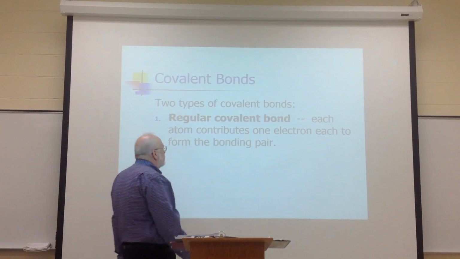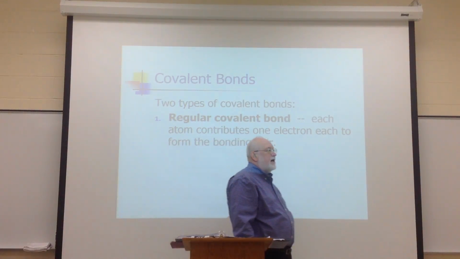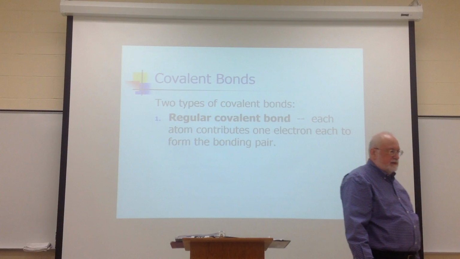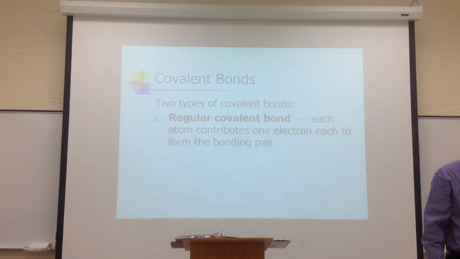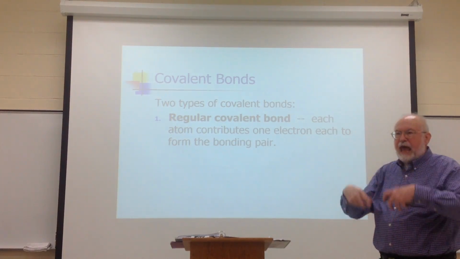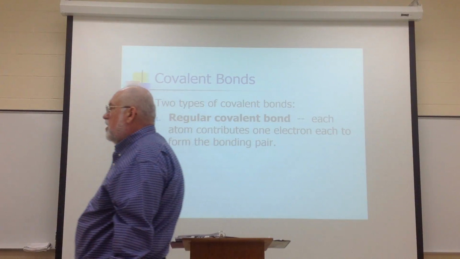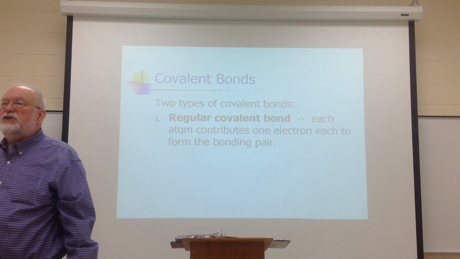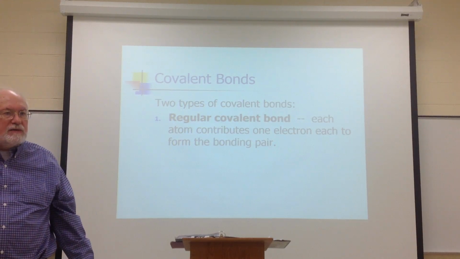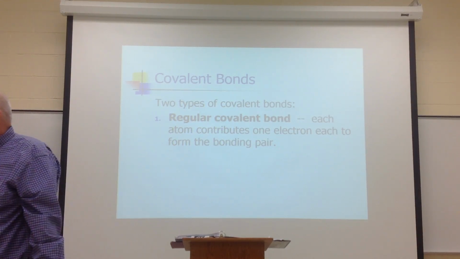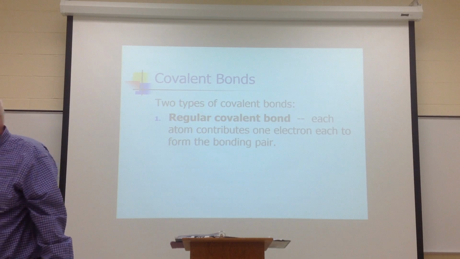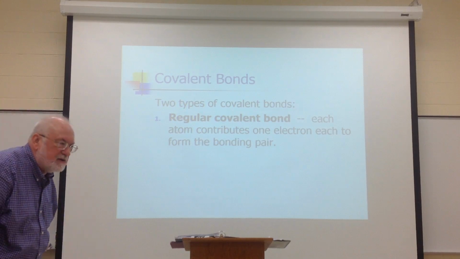contributes one electron each to form the bonding pair of electrons. Bonding pair, shared pair. All right? So each atom of the two bonded atoms is contributing one electron each to form the shared pair of electrons that constitutes the covalent bond. All right, now that's simple, is it not?